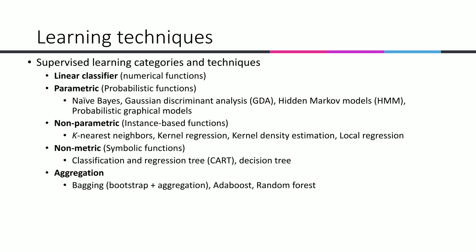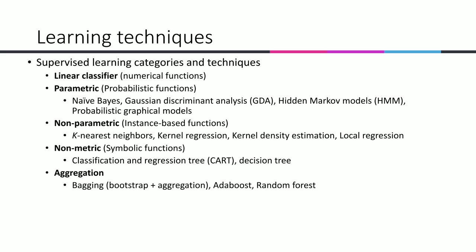Learning techniques. Under the supervised learning categories, there are many techniques. Linear classifier is used, that is a numerical function. Parametric, that is a probabilistic function, under which naive Bayes, Gaussian discriminant analysis, hidden Markov models and probabilistic graphical models. And in the non-parametric approach, k nearest neighbor is there. It is an instance-based function.